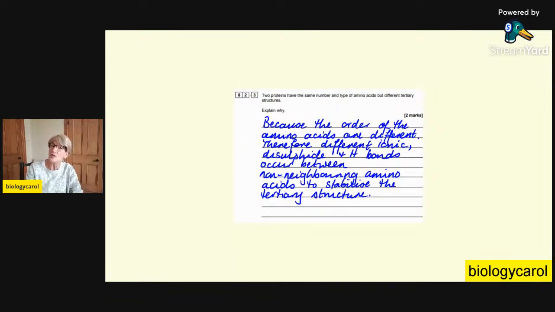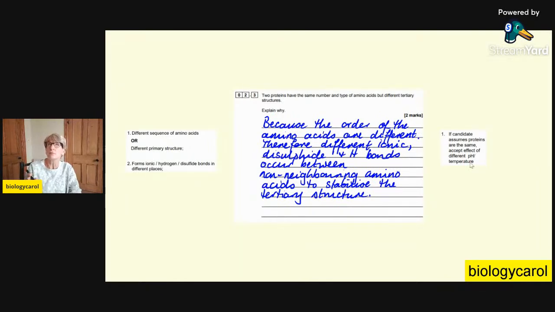Oh, sorry, I should have also said, of course, disulfide bonds. That was the other. Actually, it's more obvious a bond to talk about for the AQA syllabus than the hydrophobic interactions. So here's the mark scheme, different sequence of amino acids or a different order, and the bonds. There we go. Oh, this is just in case the candidate assumes the proteins are the same. I can't envisage that, but maybe that's just me being a bit teachery. So mark point 1 and mark point 2 gained.